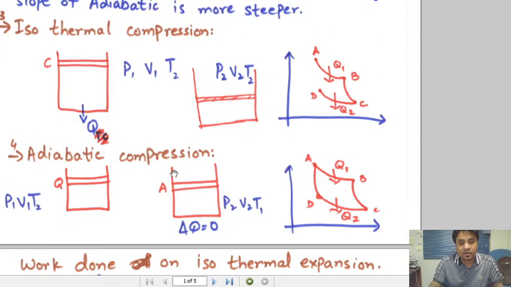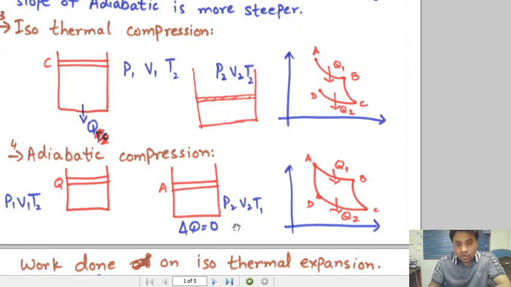The last process is the adiabatic compression. That is, no heat can enter or leave the system. If the gas is compressed adiabatically, this will give rise to an increase in temperature of the system. And so this is the last step, which means that the initial temperature of the system, which is the temperature T1, will be achieved.